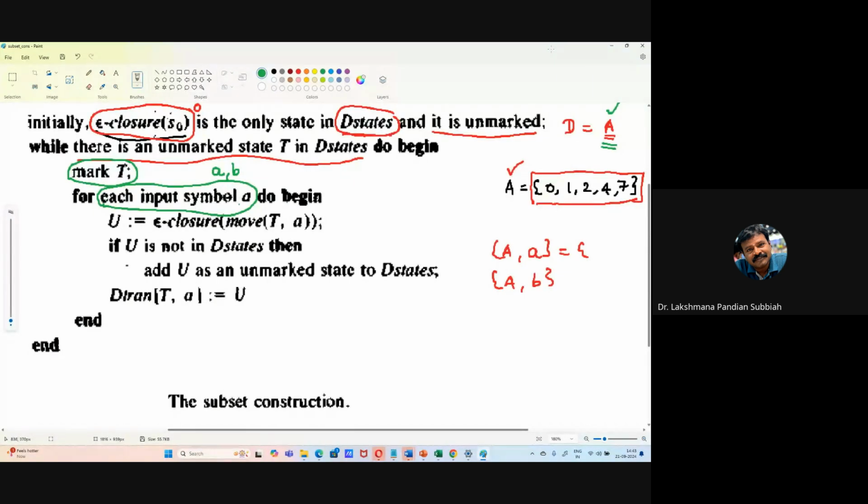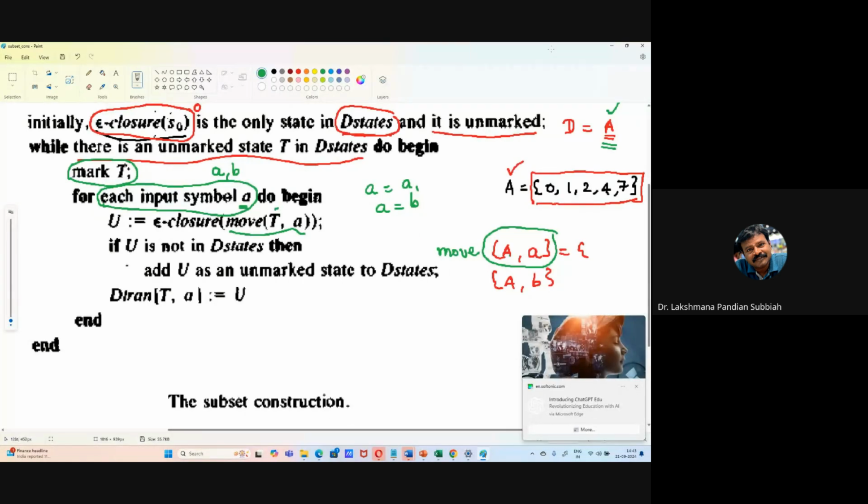Here A is a variable: for that A, the first symbol is A and the second symbol is B. Now we have to find move T comma A, where T is A. So A comma A we have to find first. I write that as T tran of A comma A, which is called move of A comma A. The move of A comma A is giving 3 comma 8.